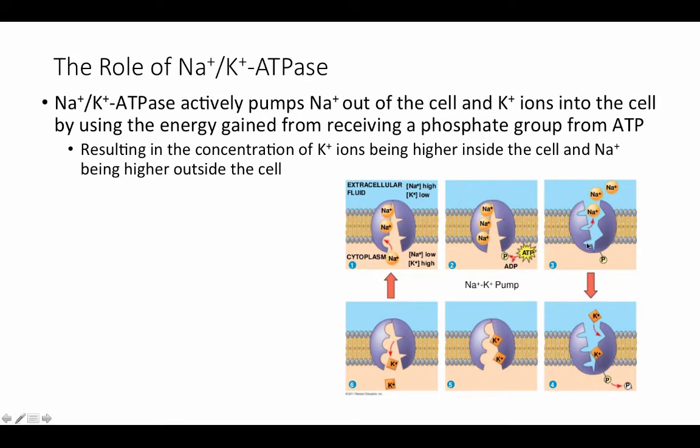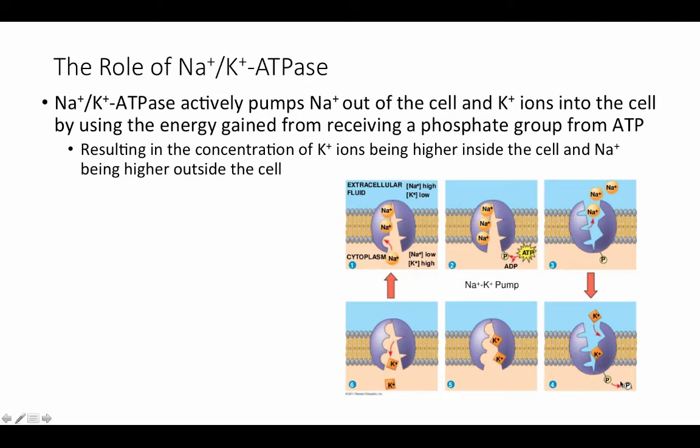The bonding of the phosphate group is going to change the configuration of this protein, cause it to have less affinity for sodium ions and greater affinity for potassium ions outside the cell. So the sodium ions are going to be released to the outside of the cell, and now we've got a high affinity for potassium. Our phosphate is still attached, so it remains in this configuration. Once 2 potassium ions bind to this protein, that's going to trigger the release of that phosphate group.